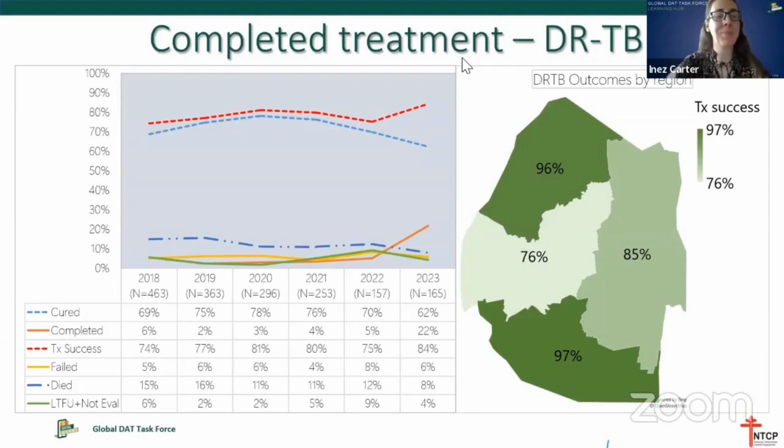Yes, our death rate currently is at 8%, yet we have not even reached the WHO target of 5%. Our loss to follow up and not evaluated were at 4%. On the right side, we have our DR outcome by region. The highest region is Shiselweni at 97, followed by Hhohho 96, then Lubombo 85, Manzini at 76. Next slide, please.